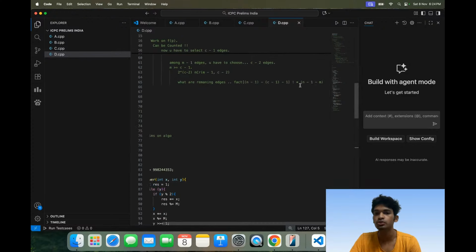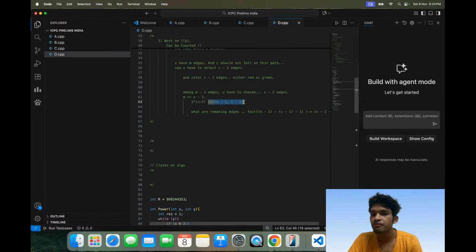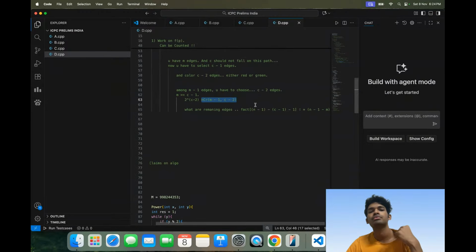Now we have to choose this one, n minus 1 minus m. See, if there was no space, it might have gotten already 0. So this makes sure that there was space for c minus 2 edges.